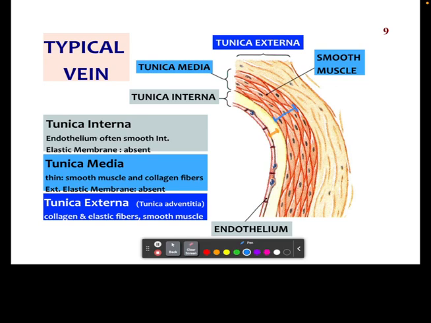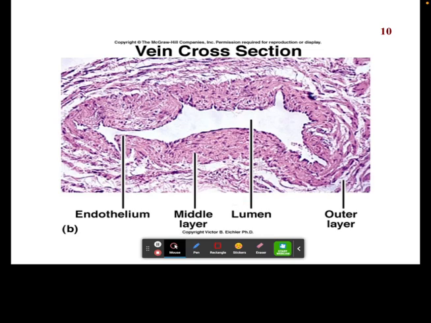The other thing that we're going to see with the veins is that, again, the opening is smaller, right? Again, because of what's going on there. The lumen is the opening. The opening is smaller, so this lumen is smaller, and it's not under as much pressure.